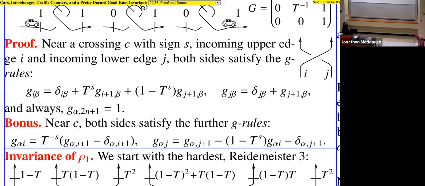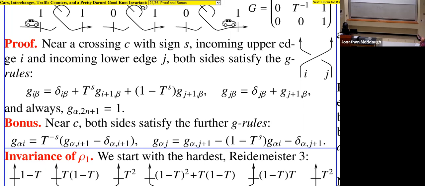So G I beta is equal to delta I beta plus whatever, delta is the Kronecker delta function, it comes from the identity matrix, and G J beta is equal to, well, this is just what you learn from multiplying by the matrix A on the left. But you see, these are also traffic relations.